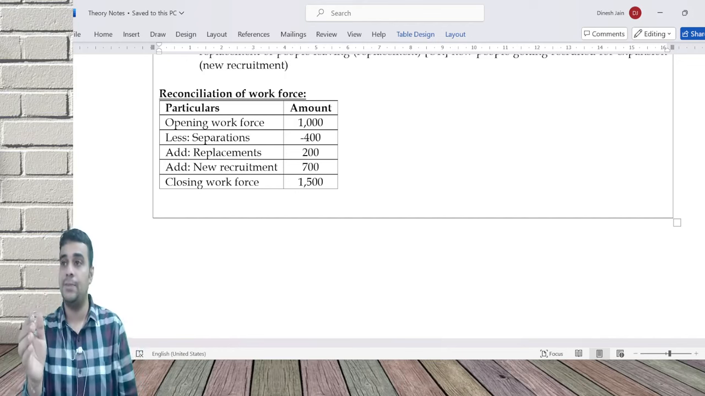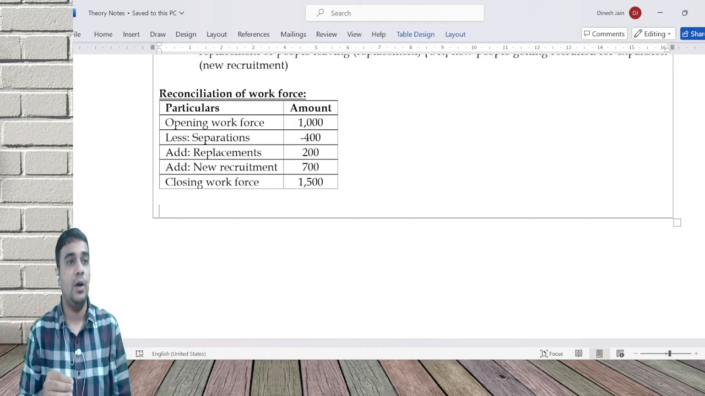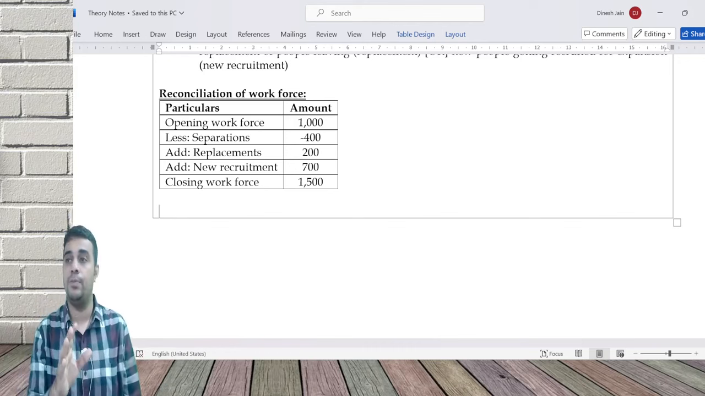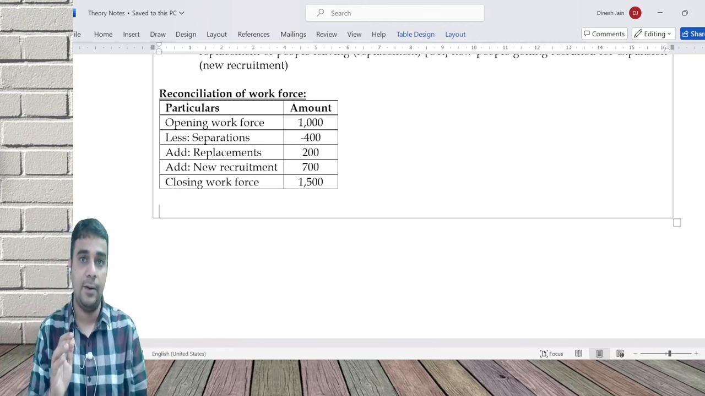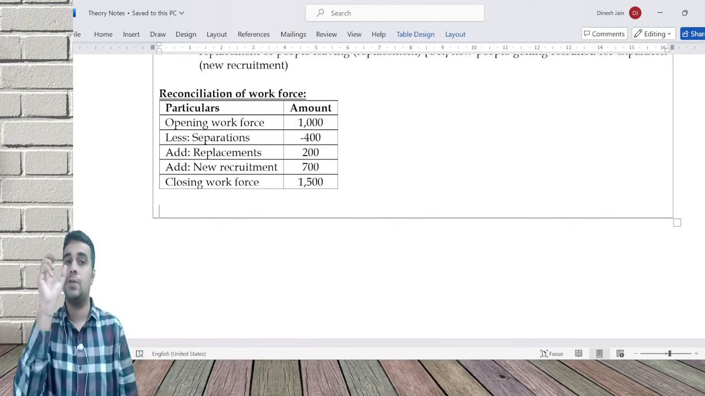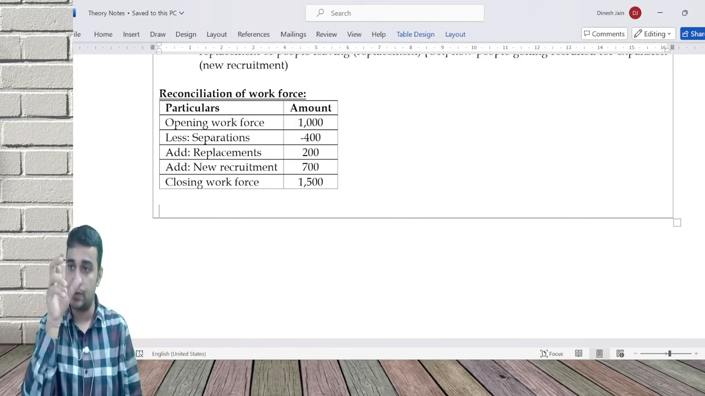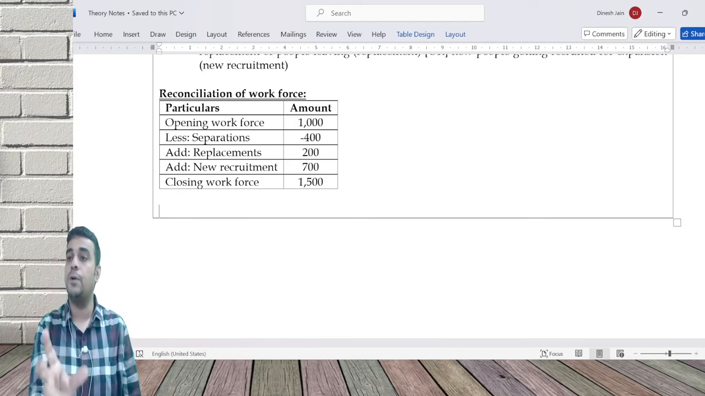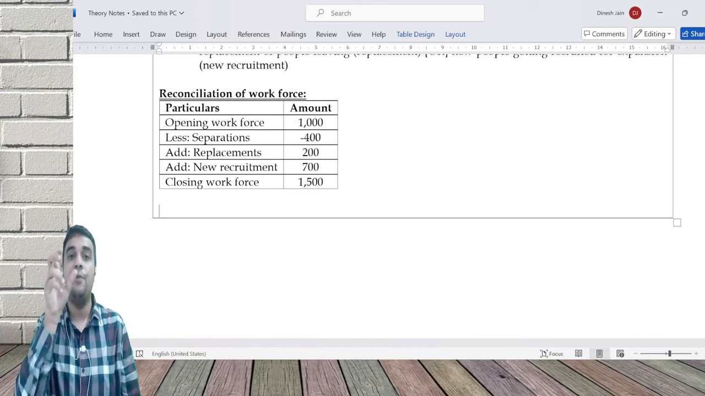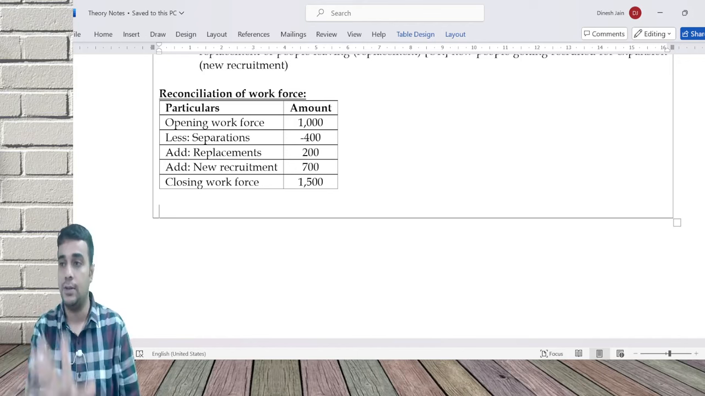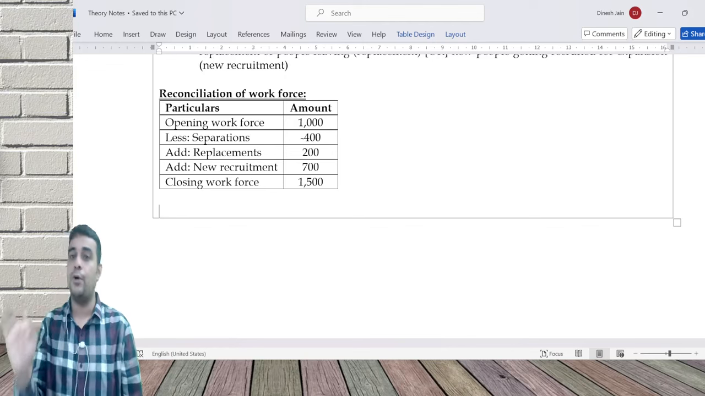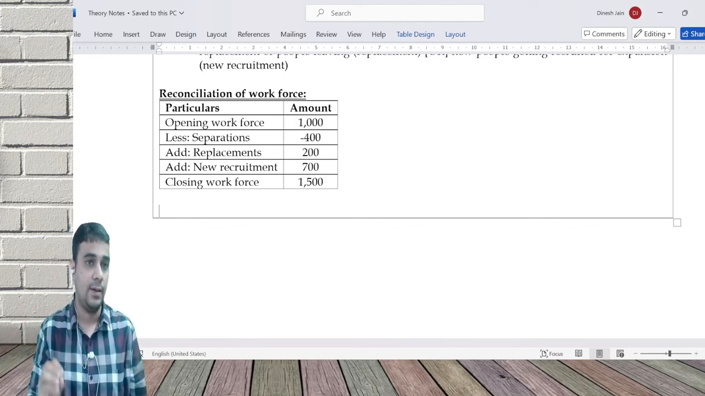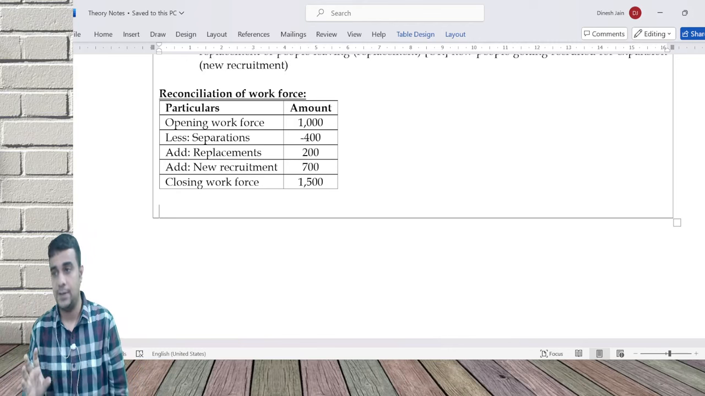Second method is replacement method: 200 divided by 1250. Third method is called new recruitment method, which is 700 divided by 1250. Separation method focuses on only separation. Replacement method focuses on only replacement. New recruitment focuses only on new recruitment. And we have a method called flux method, which focuses on all three: separation plus replacement plus new recruitment. I'll give the formula in some time, but the approach is very simple. First method is called separation method: number of separations by average workforce.